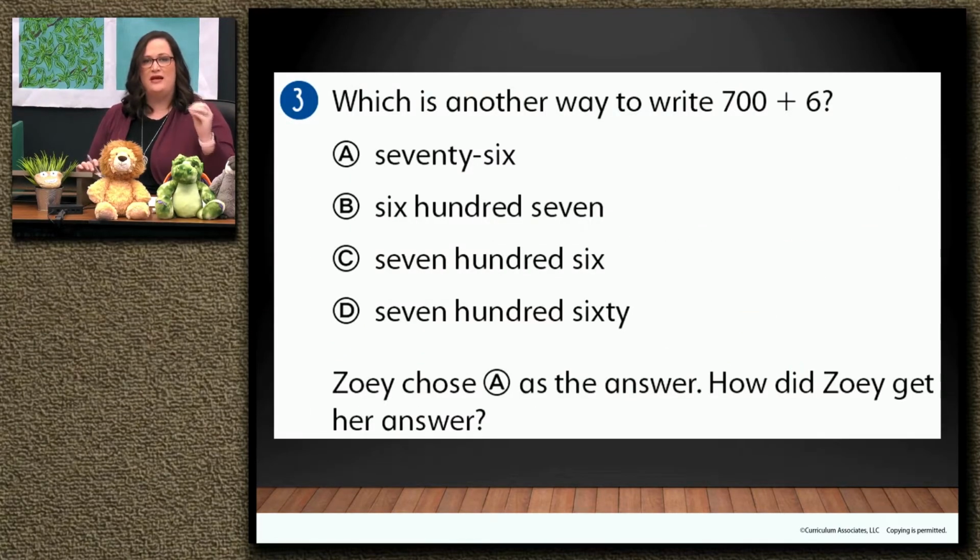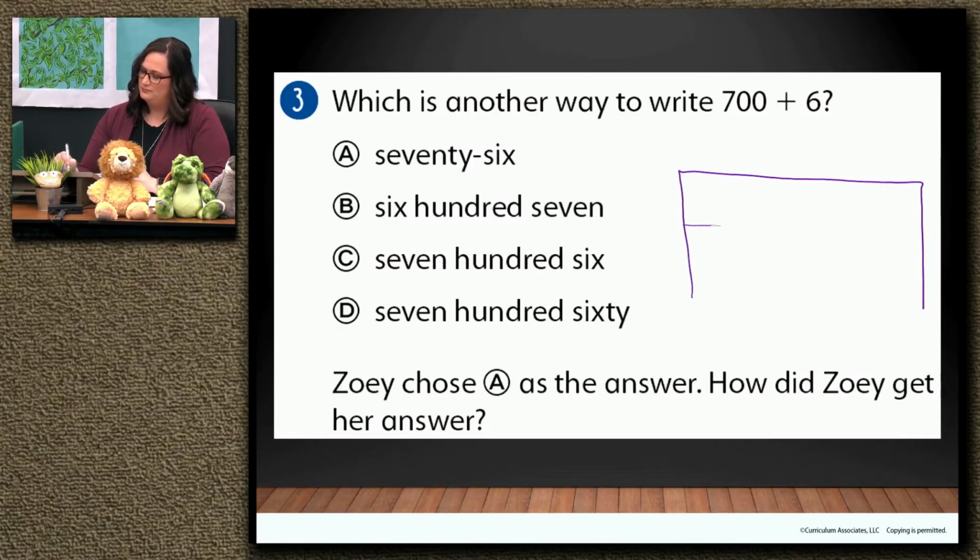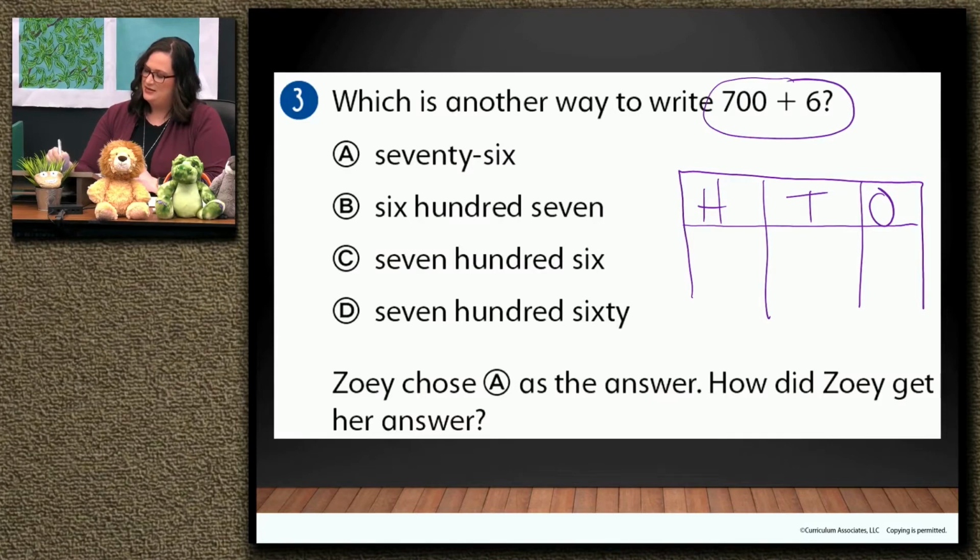Which is another way to write 700 plus 6? Before you pick a word, I want you to put this into a place value chart. Draw your place value chart. Put these into this. And what do you see?